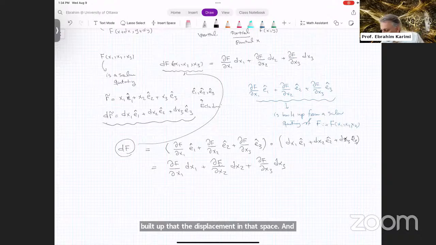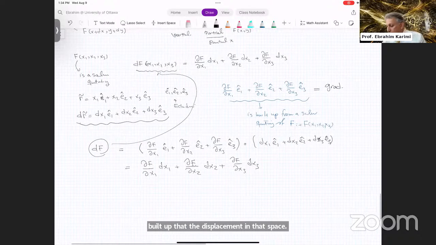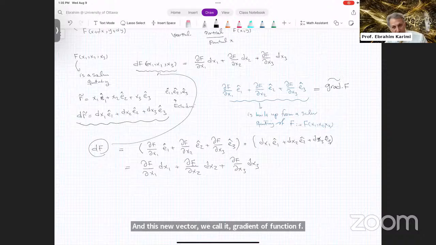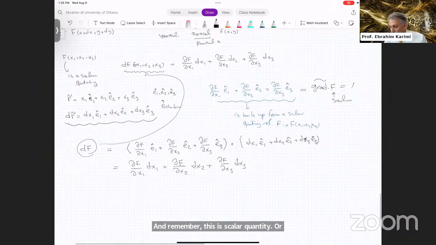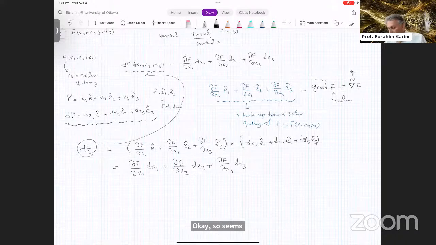And this new vector, we call it the gradient of function f. It can be written as a gradient like this. Or in a modern textbook, they write it as the gradient of f. Okay, so since this is a vector, I will add a tilde symbol on top of this.